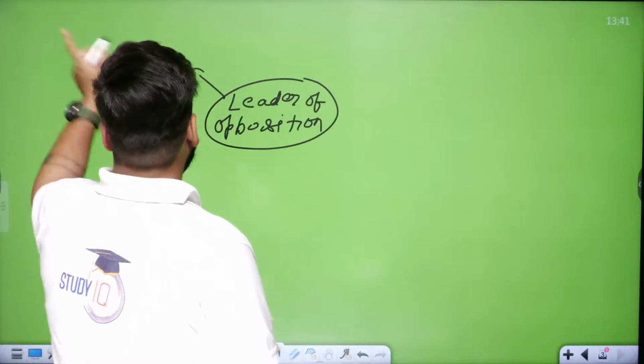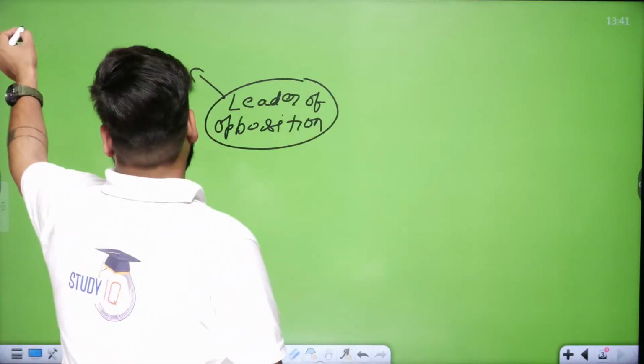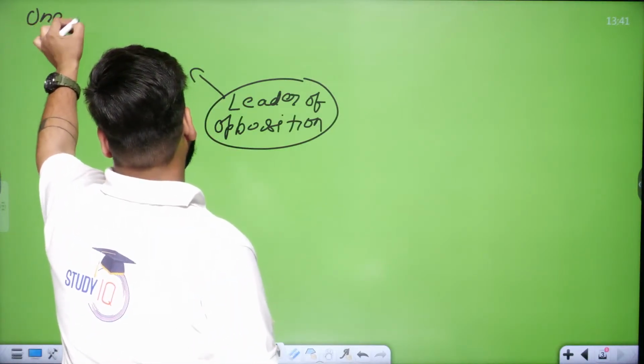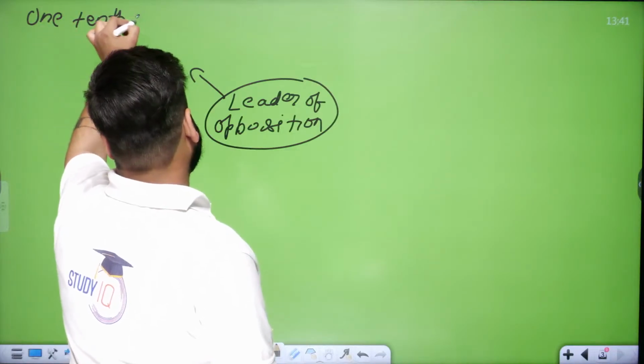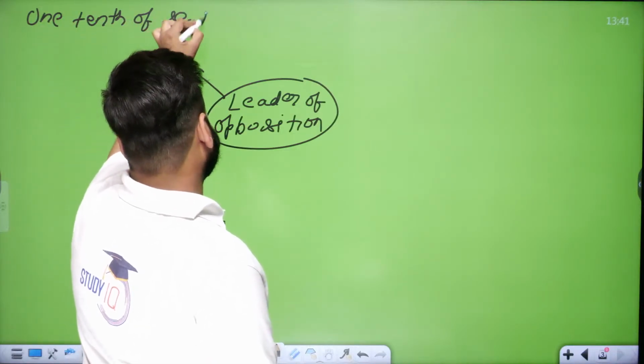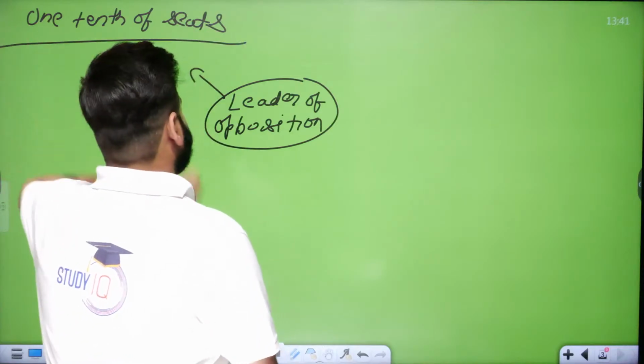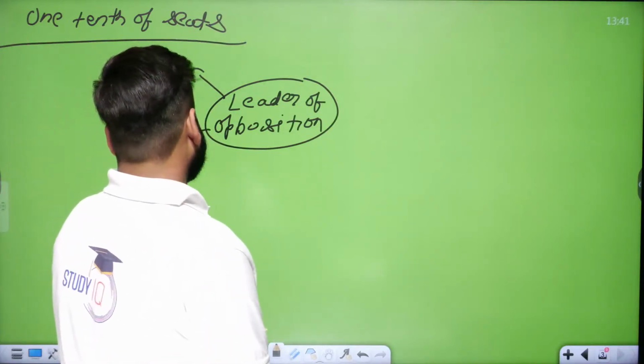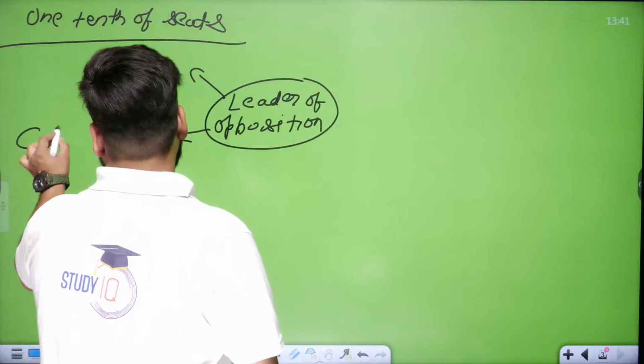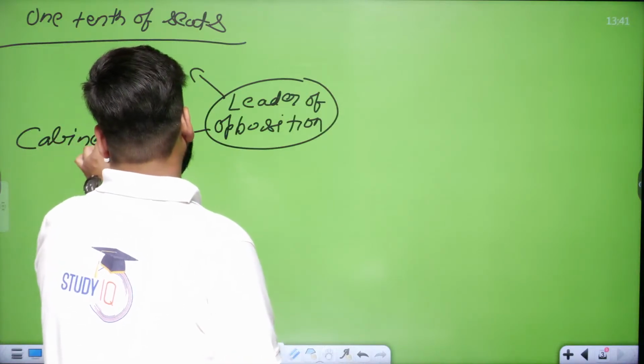Okay, so leader of the opposition. First thing, who can be the leader of the opposition? A party who is having at least 1/10 of seats. Okay, at least 1/10 of seats. Then, apart from that, which rank does the leader hold? Cabinet minister rank.